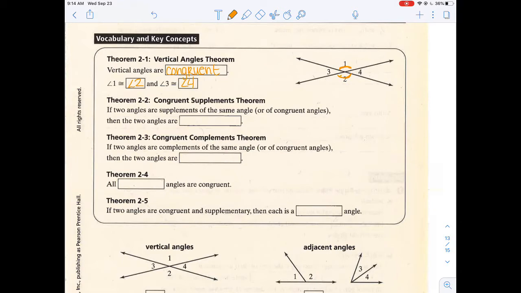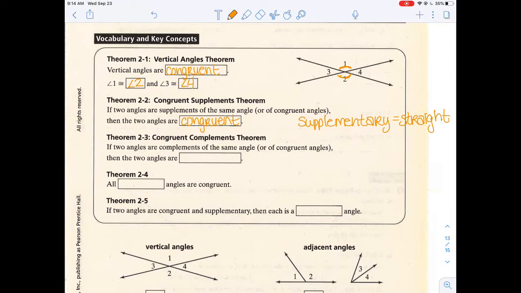Theorem 2.2 is the congruent supplements theorem. It says if two angles are supplements of the same angle or of congruent angles, then the two angles are congruent. So remember, supplement or supplementary means a straight line, so it adds up to 180. So we know that if one angle is a supplement to another, and your other angle is the supplement to that same angle, then those have to be the same because there's only one number that adds up to 180.